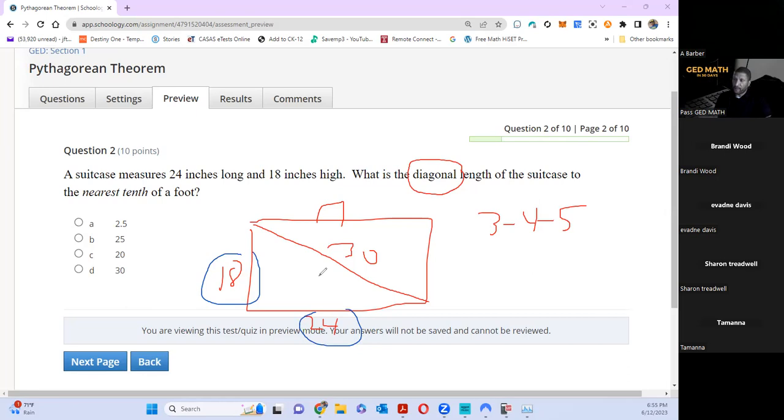A 3 is a factor of 18, right? What do I have to multiply 3 by to get 18? 6, right? So my next thing, I want to see if 4 times 6, what's that? That's 24. Well, that's my other leg. Then 6 times 5 is 30. I'm done. I don't even need to use the calculator.